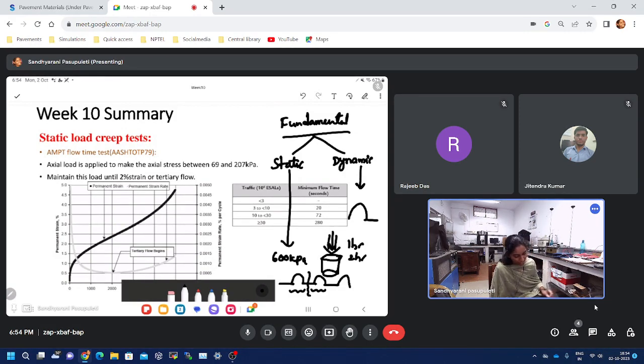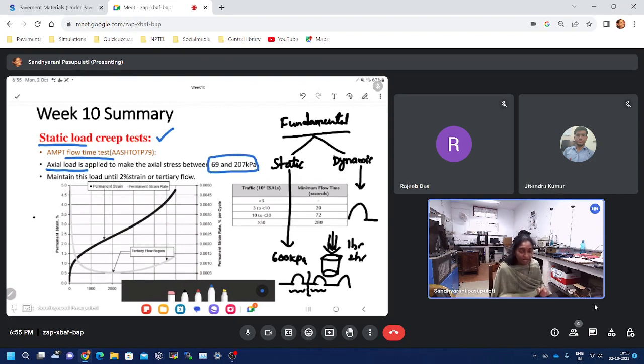Currently let us see the static type, which is the static load creep test. So when I say creep test, with a continuous amount of time we are applying the load on the asphalt mixture, and if we apply that load statically, we are not changing it, that is called static load test. This test is also called the flow time test. So we apply some amount of axial load in between some ranges. You don't need to remember them. The code provides all the details.